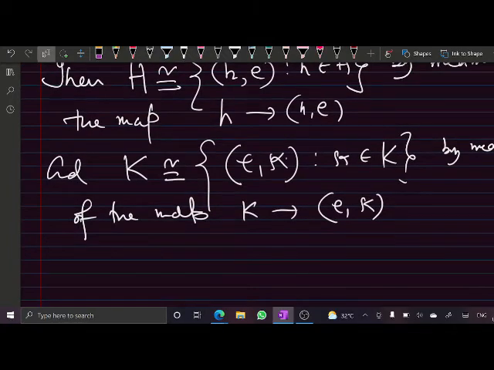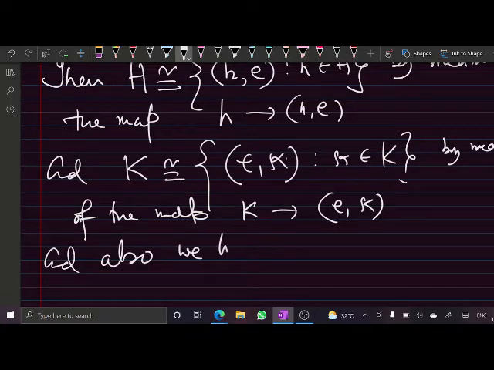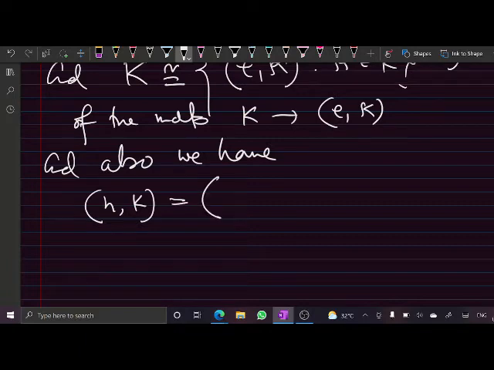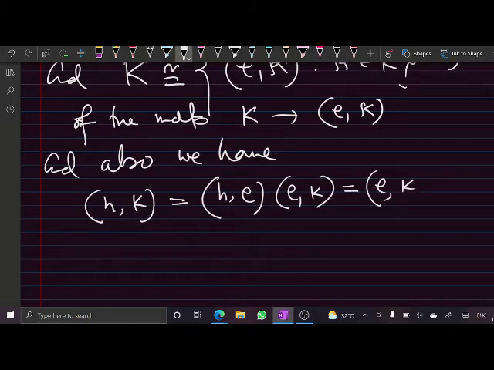Okay, and also we have any element of the direct product. It could be thought of as a product of (H, E) and (E, K), or in this way, (E, K) product with φ_K inverse (H, E). Okay, this one.